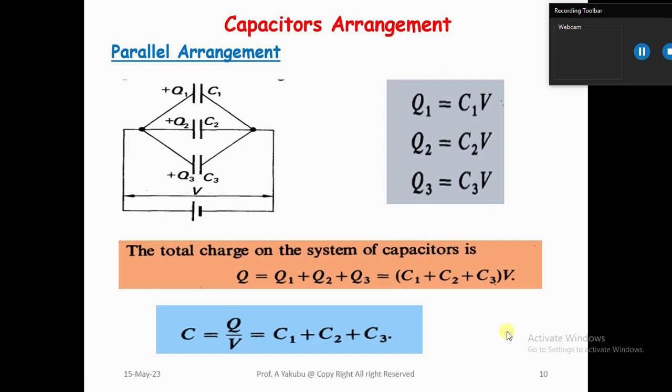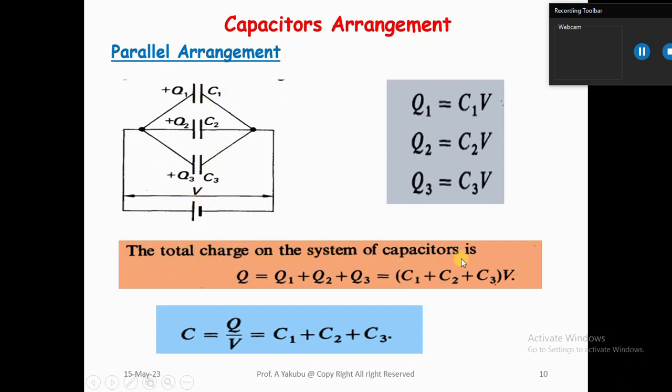Capacitor arrangements. Parallel capacitors, you know when capacitors are in parallel. This is a parallel arrangement of capacitors connected to a battery cell. Q1, C1, Q2, C2, Q3, C3, and you're asked to find the total charge or total capacitance of this circuit. Q1 is C1V, Q2 is C2V, Q3 is C3V, because it's a common voltage across them. Look at the voltage. This is common across all the three capacitances.